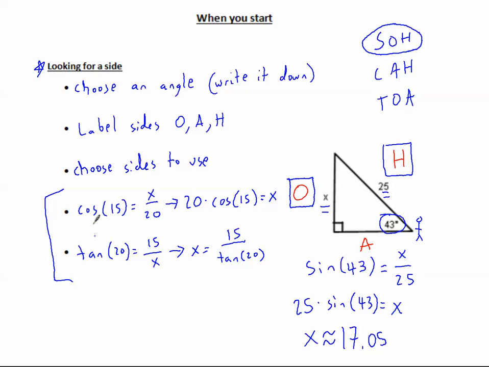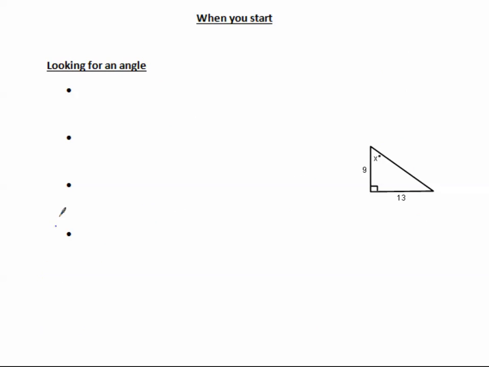Again, 2 different ways that this problem can end, but the setup is going to be the same as we use for finding an angle, like so. You always start by choosing an angle. In this example, it's going to be whatever you're solving for. Here it is, and I'm still going to write down the angle as x.